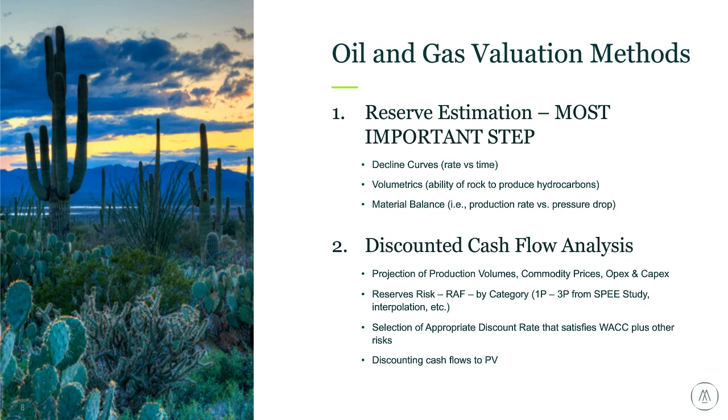So moving into discounted cash flow involves five or six steps, obviously. Projection of those production volumes and the reserves. Forecast of commodity prices, which, good luck, we've all made perhaps grim errors in trying to project or forecast commodity prices.